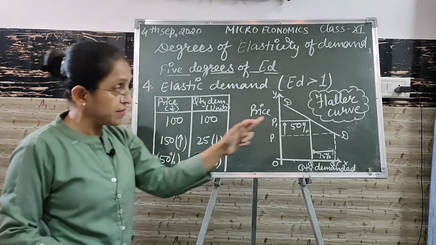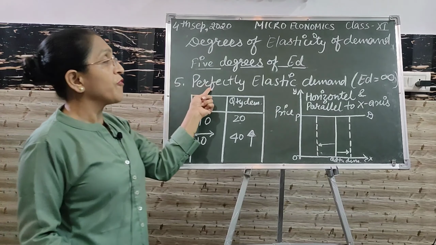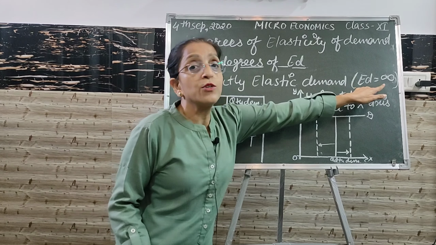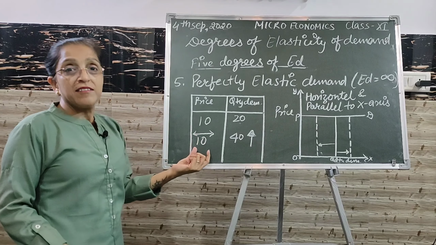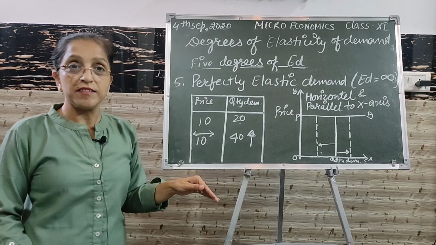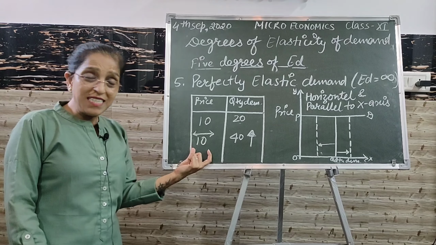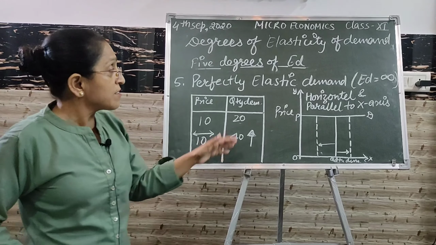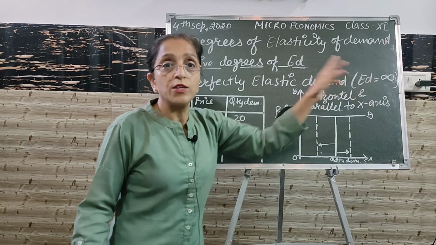in its price. Our last, fifth degree of elasticity of demand: perfectly elastic demand. The coefficient ED equals infinity. It means the price remains constant and quantity demanded may increase or decrease. Here please be careful: when the price remains constant and quantity demanded may increase or decrease, that's called perfectly elastic demand and the coefficient is ED equals infinity.